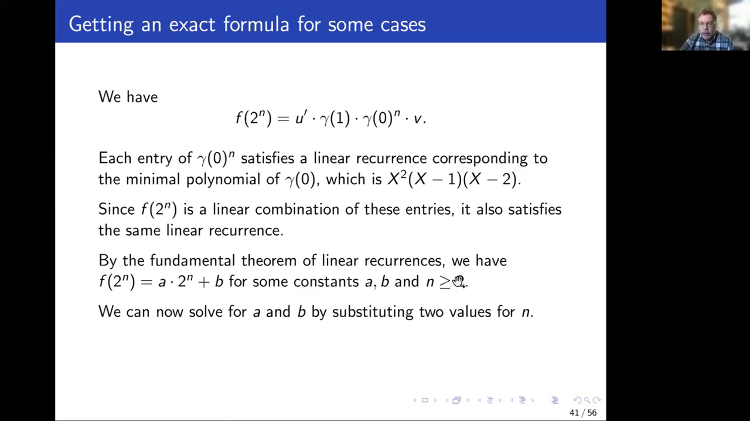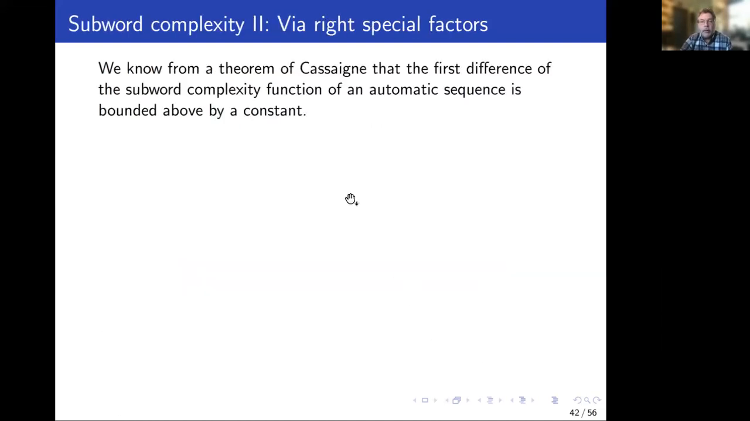And the reason why it's only true for n greater than or equal to 2 is because we have this factor of x squared in the minimal polynomial. And then we substitute two values of n, and we find a is 3, b is minus 2. And so we get f of 2 to the n, typo there. F of 2 to the n is 3 times 2 to the n minus 2. So there we get an exact formula for the number of factors of 2A Morse of length 2 to the n. All right, so that's one way to do it.